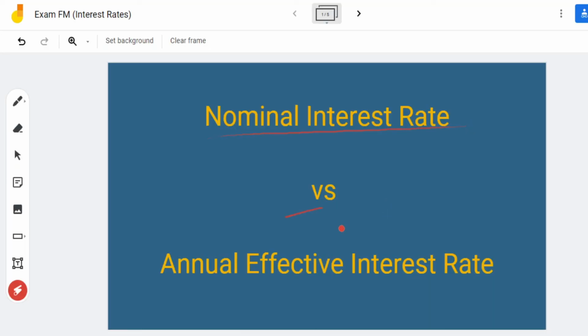Nominal interest rate versus annual effective interest rate. This concept thoroughly confused me when I was first learning it because the way nominal interest rate was described at first was annual. They said it was just the interest rate per year, which, as you see here, is also annual effective interest rate. So I was like, what is the difference? It was extremely confusing to properly find out what they were trying to say, because this one actually makes sense. But if this one makes sense, what is this one?